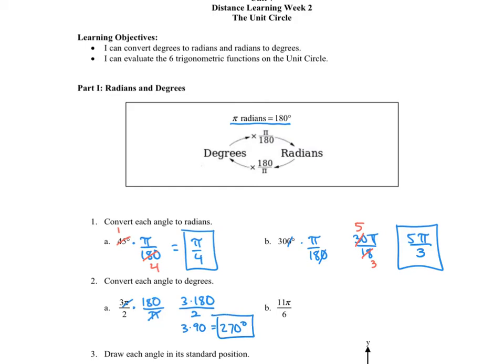And then in the next one, same thing, times 180 over pi. The pi's cancel, and we get 11 times 180 over 6. I'm going to divide 180 by 6, and that's 30. So we get 11 times 30, which is 330 degrees.